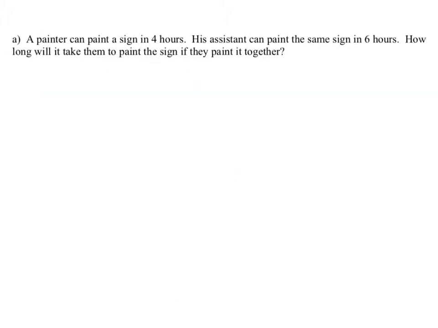A painter can paint a sign in 4 hours. His assistant can paint the same sign in 6 hours. How long will it take them to paint the sign if they paint it together? Now, there are many approaches to solving these types of work problems, and I like to use the method of using distance equals rate times time, where d is the distance, r is the rate, and t is the time. Now this is typically involving problems about distance, but we can apply this to work problems as well, where instead of d for distance, it is going to be the number of signs, r is the rate, and t is the time.